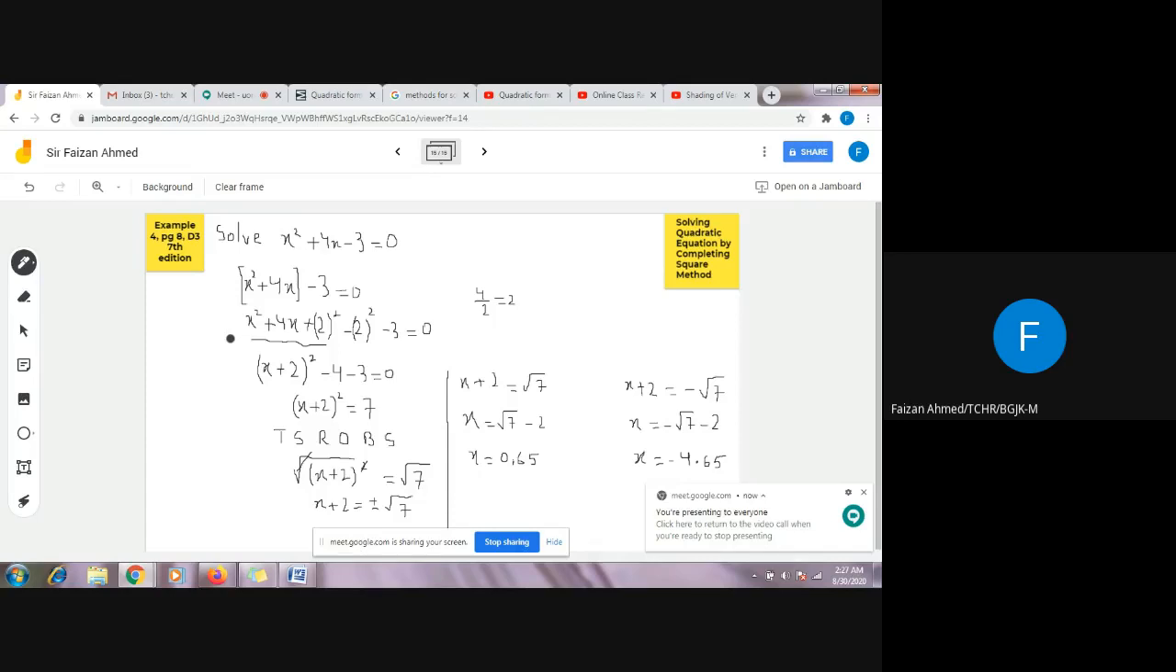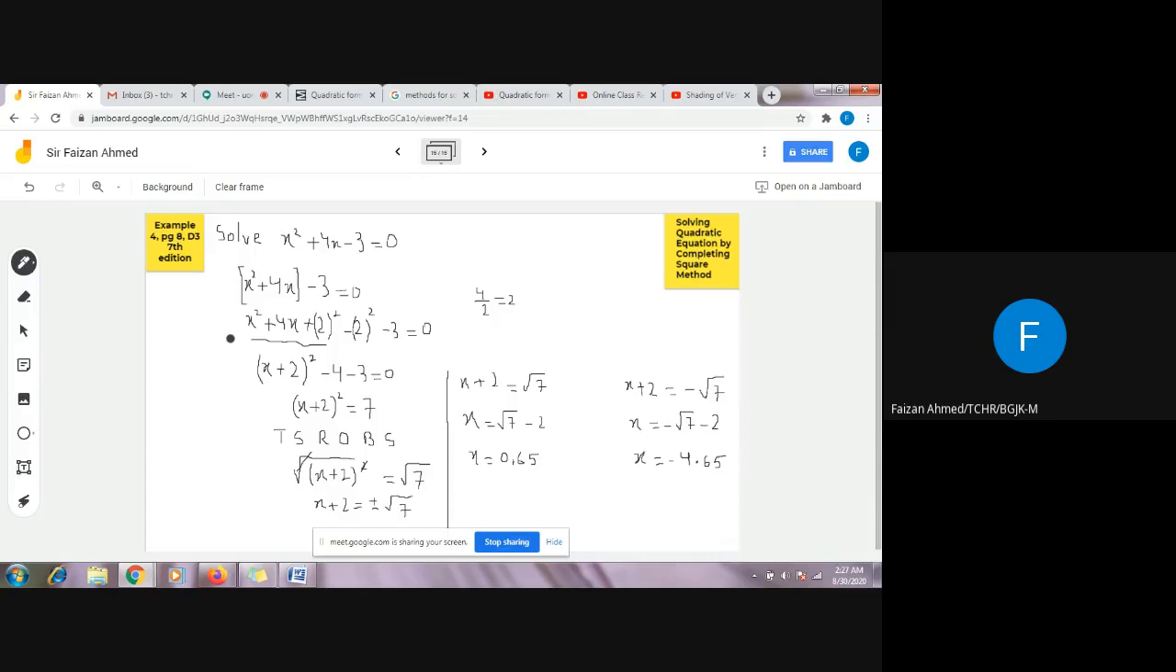In the previous video, we discussed some methods in which you can solve quadratic equations. In this video, we'll look at an example in which we will see how to apply a combination of the completing square method and the square root method to solve a quadratic equation. We have example number 4, page number 8, D3 7th edition. The question is to solve the quadratic equation x square plus 4x minus 3 equals 0. We have to find the values of x, and you can also call the values of x roots and solutions.